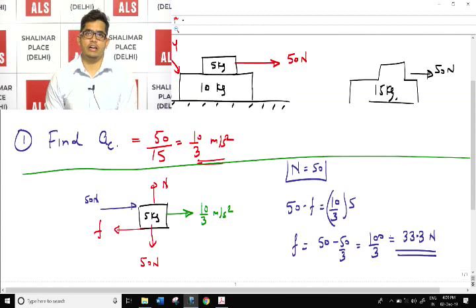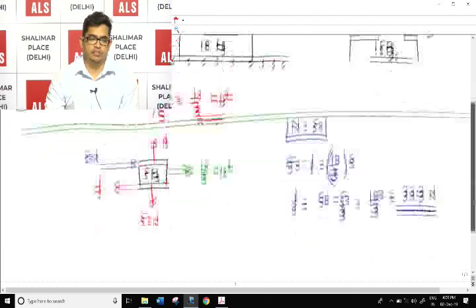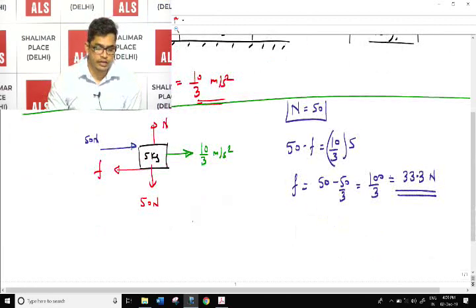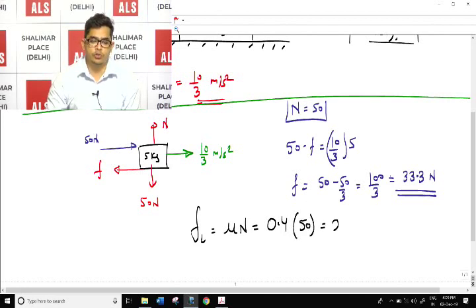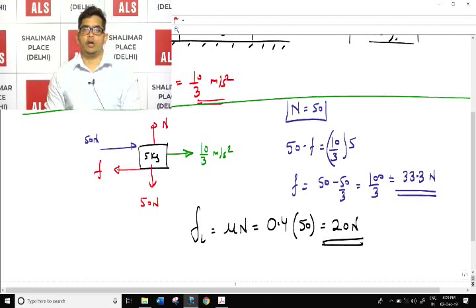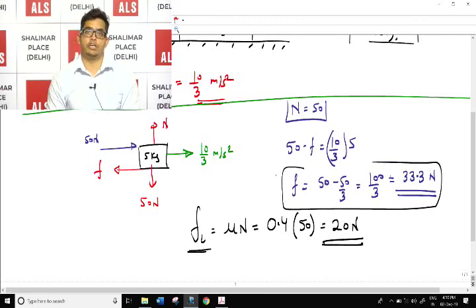Now look at the friction force which is available here. All right, the maximum friction. The maximum friction is equal to mu into N. The limiting friction is mu into N. Mu is how much? Mu is 0.4. So 0.4 into N, N is 50. So it is equal to 20 Newton. Now see, your assumption is wrong. How come? The limiting friction is 20 Newton only, and for the combined movement we need 33.33 Newton.